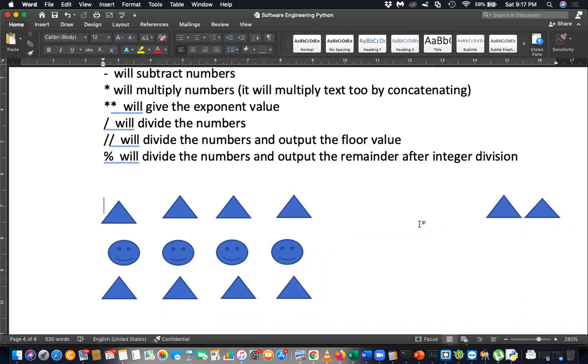After dividing 10 by 4, the answer is each one will get 2. 10 divided by 4, answer is 2. Each one will get 2. Modulus means what remains after dividing.